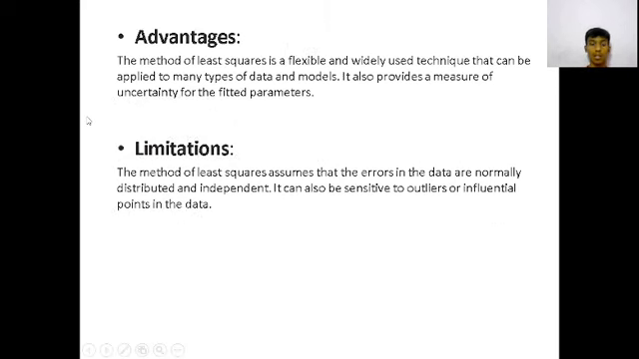So what are the advantages and limitations of curve fitting? The method of least squares is a flexible and widely used technique that can be applied to many types of data and models. It also provides a measure of uncertainty for the fitted parameters. What it basically tells us is that we can find a wide range of data just by knowing the fitted parameters. The limitation is that the method of least squares assumes that the errors in the data are normally distributed and independent. It can also be sensitive to outliers or influential points in the data. What it basically means is that it only gives values for the dependent variable. For independent variables, the curve fit method doesn't apply.